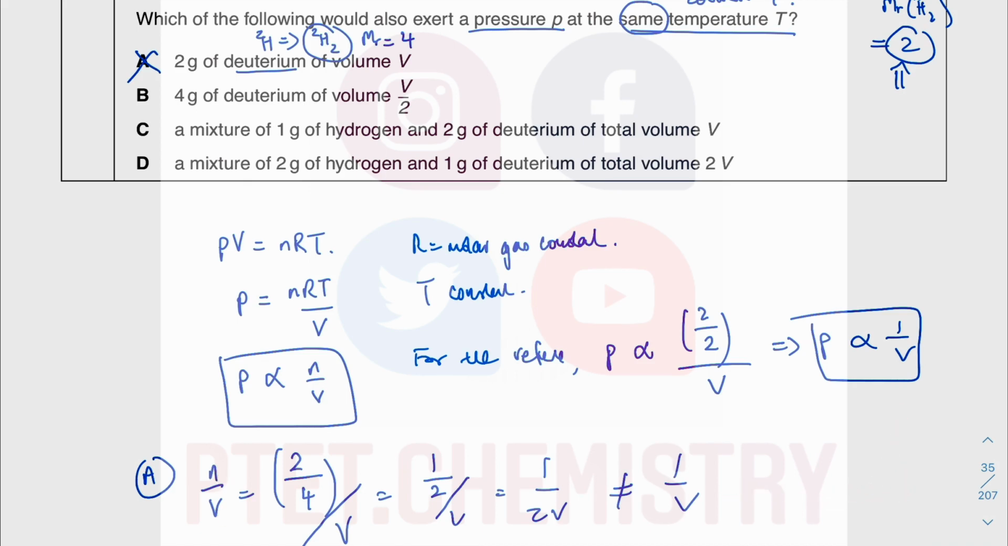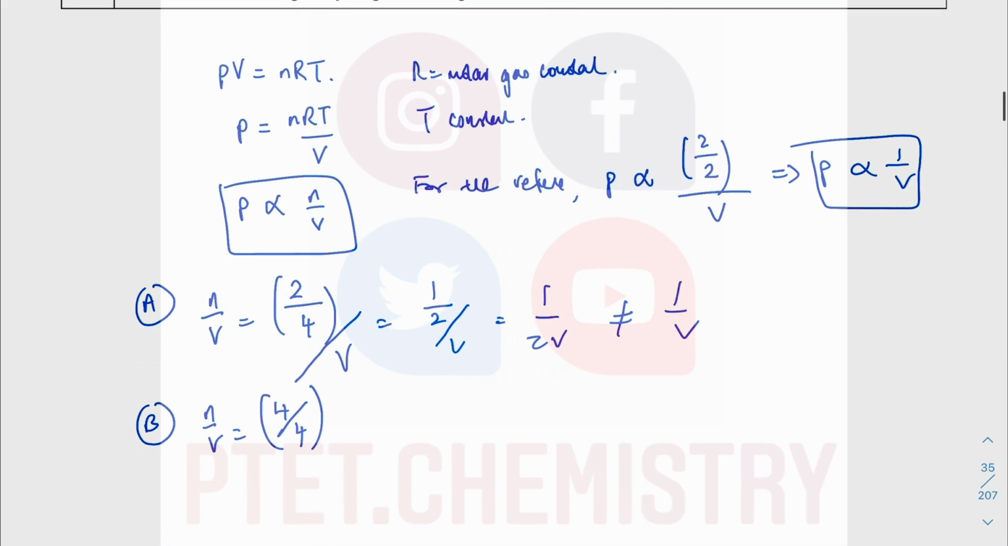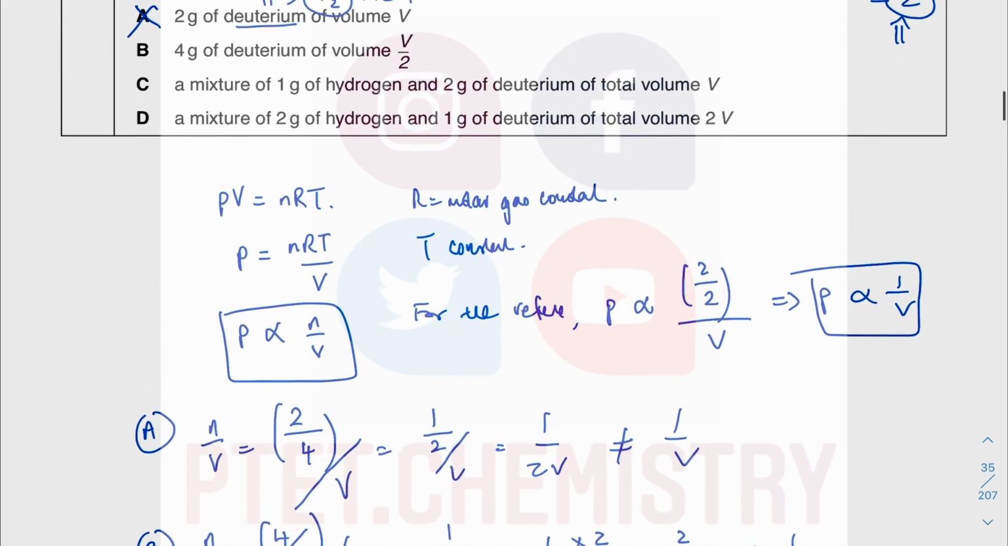Alright, moving on to part B. You have 4 grams of deuterium, so it's 4 at the bottom. The volume is V over 2, so that's 1 over V over 2. That means 1 times 2 over V. Primary school mathematics: when you divide by something, you multiply by its reciprocal. So 2 over V is not 1 over V. Again, B cannot be the answer.